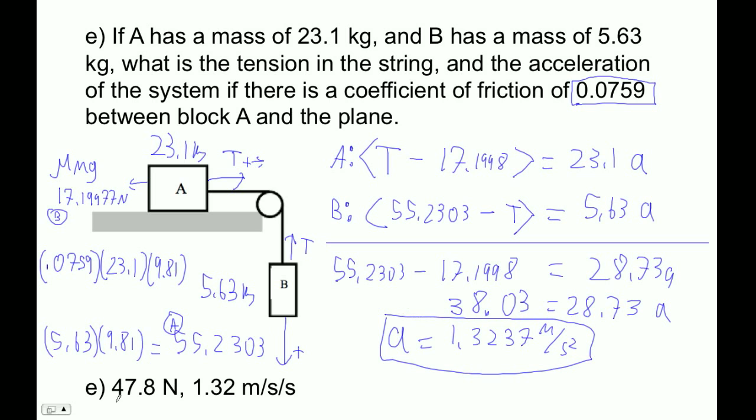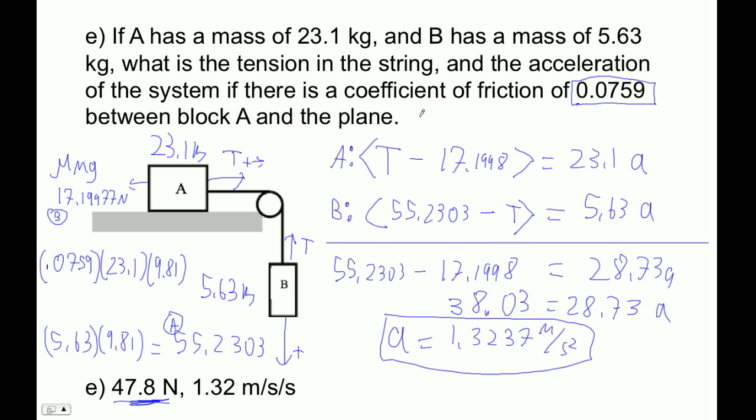Okay, I still don't have the tension in the cable. To do that, I'm going to have to plug into something here. Okay, so let's see, which one's the simplest one to plug into? It really doesn't matter. They're both equally confusing, right? So I'm just going to plug into this guy here, right?